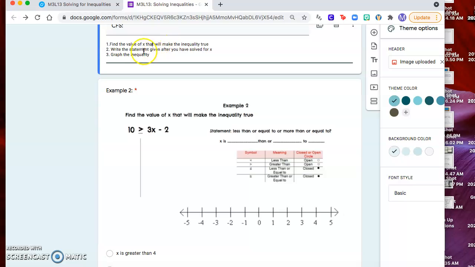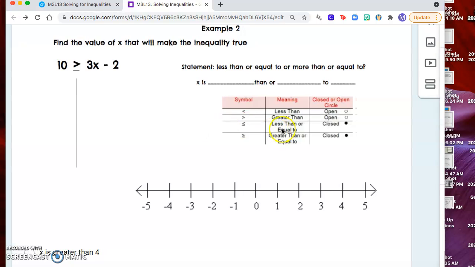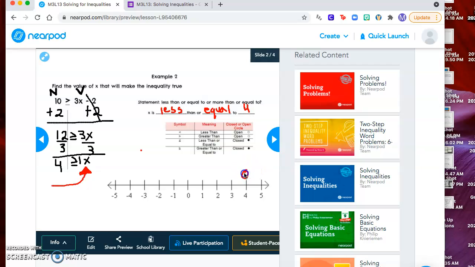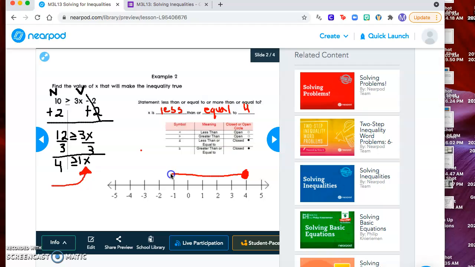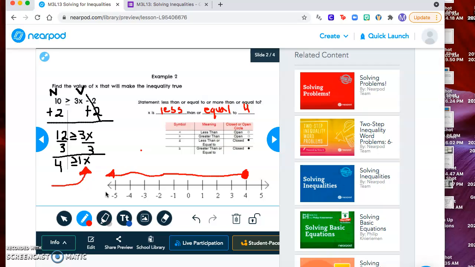So now when we graph, so we wrote our statement, now we have to graph the inequality. What did we have? We had this right here, less than or equal to, which means it's a closed circle because x can be 4. X is included. So my circle is actually closed. And it says x is less than 4, so I go ahead and highlight all the numbers that are less than 4. And you should kind of get the hang of it.